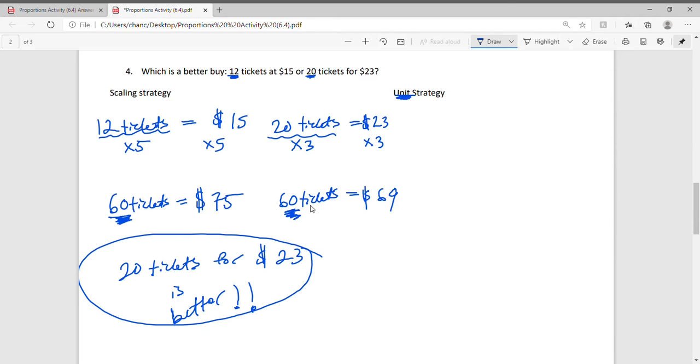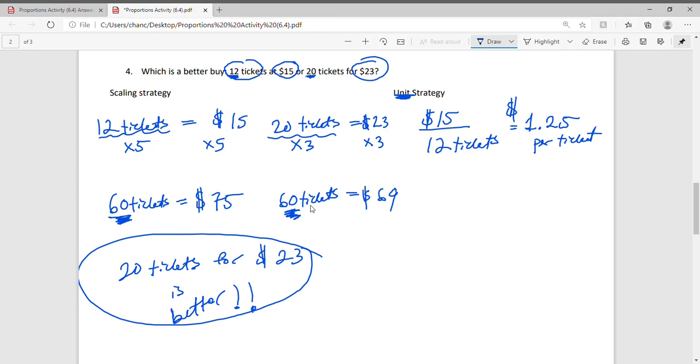For the unit strategy, I want to figure out how much it costs for one ticket. So we'll take the dollar amount, which is $15, and we'll divide it by the number of tickets. We have $15 divided by 12 tickets. And this is going to be equivalent to $1.25. So that means it costs $1.25 per ticket. And I'm going to do the same thing for the other deal.